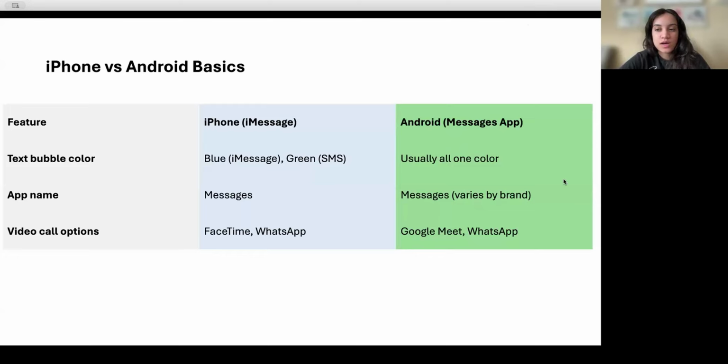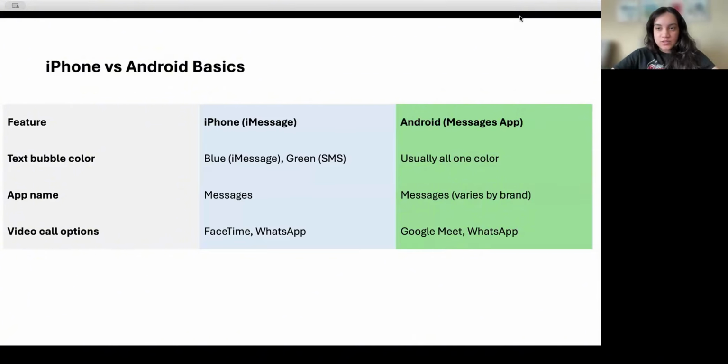All right, just to continue with this one slide, both devices use Messages. That's the app name for both. And texting on iPhones also includes FaceTime, which is our video chat. If we want to call somebody and see them in real time, we can use FaceTime.